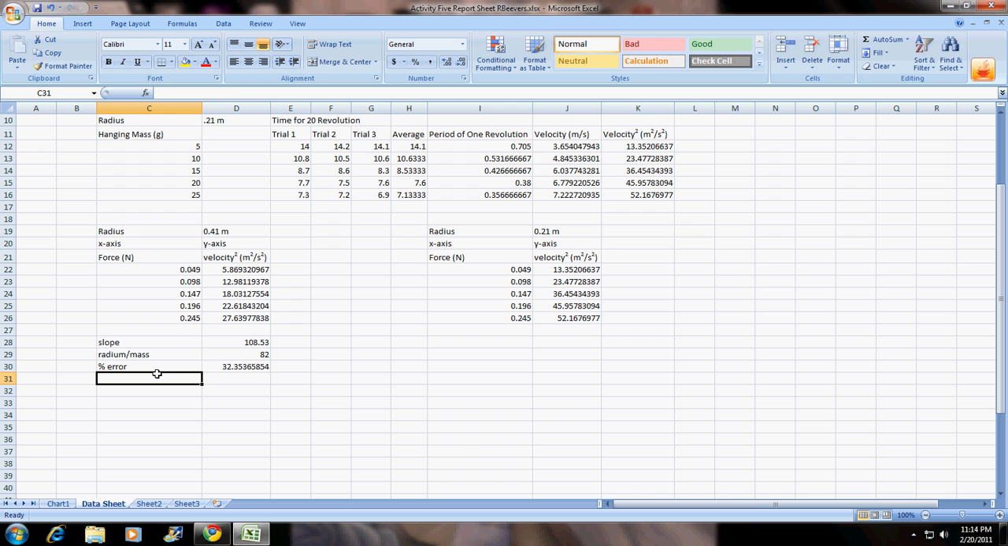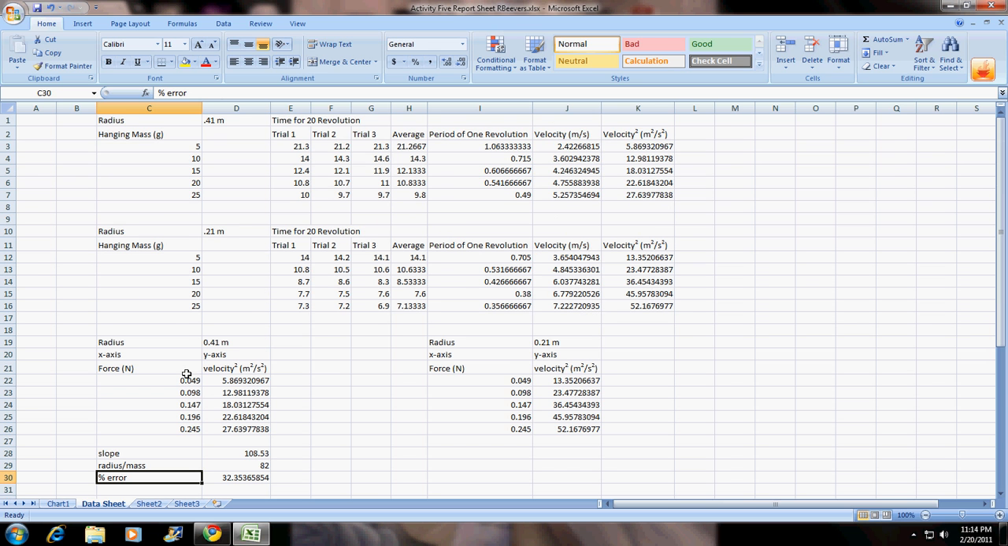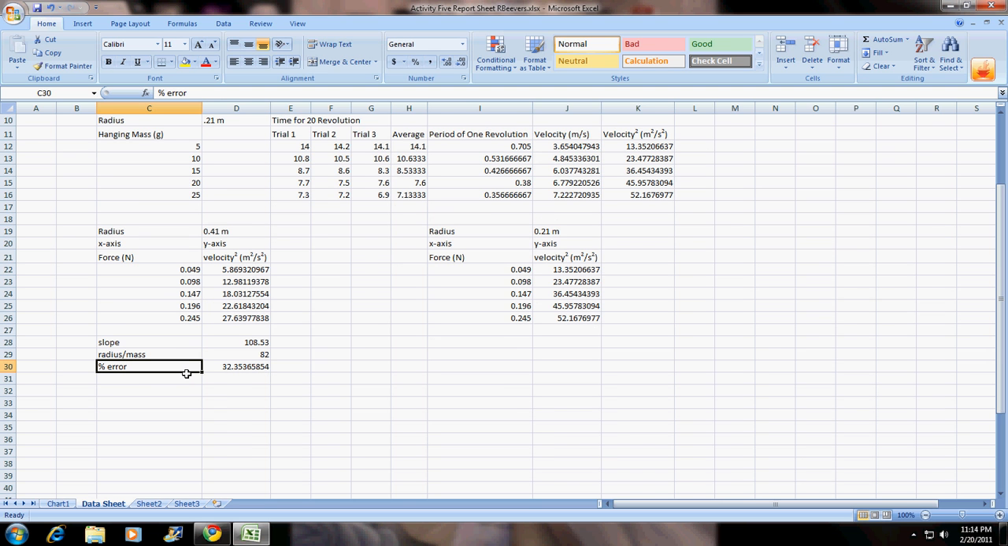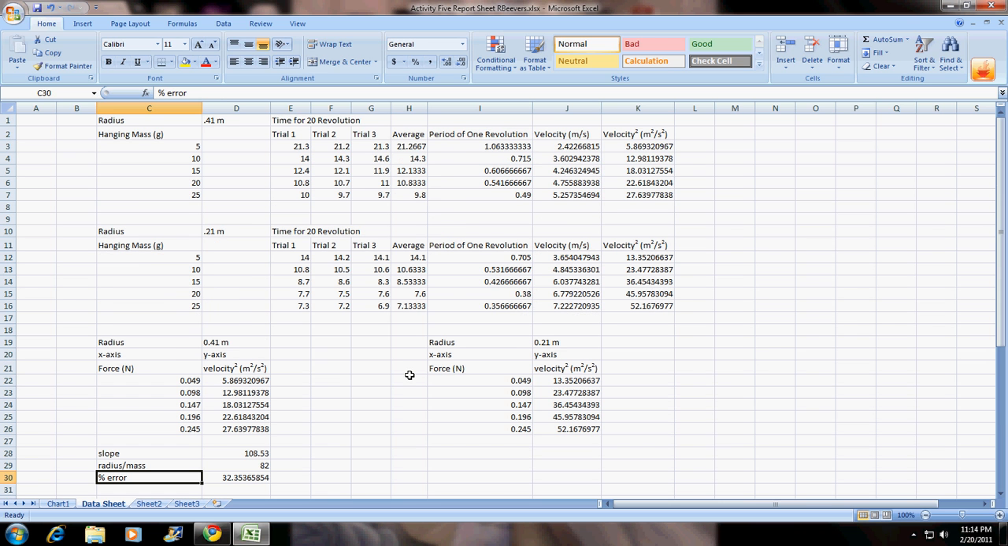And what I would do is I would do the same thing for my values here. Okay, so I would graph these set of values. I would take the slope, I would take the radius, and I misspelled radius here, so I'm going to correct that. Okay, divided by the mass, and then get the percent error. Okay, so that's basically how we actually graph our data for this experiment. And so I hope that this has been helpful, and let me know if you have any questions.